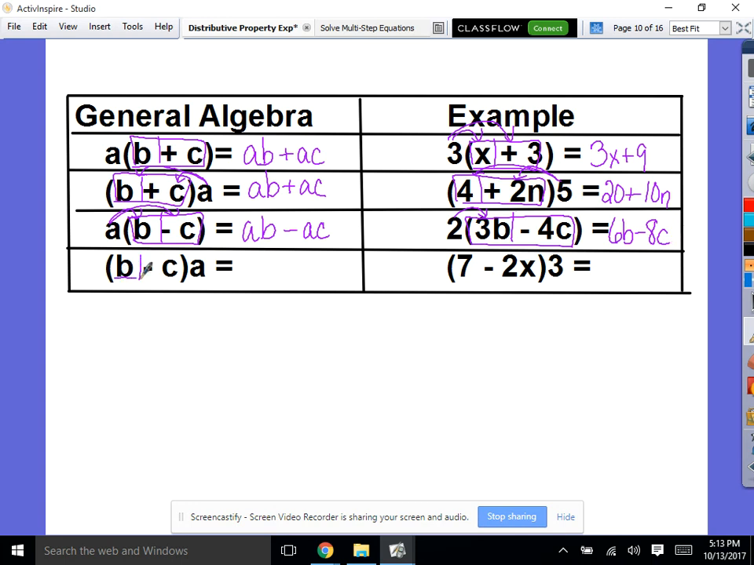And in the same way, if the term that you're going to distribute comes after, a times b is ab, and positive a times negative c is negative ac. In the example, because sometimes it's easier to see with numbers, 3 times 7 is 21. 3 times negative 2x is a negative 6x.